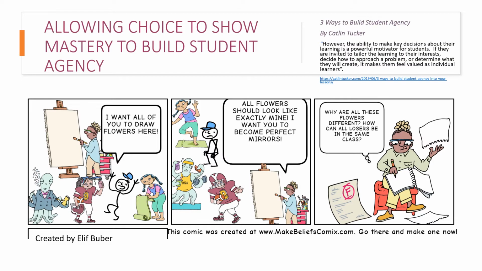So my number 3 is allowing choice to show mastery to build student agency. I think student agency is very important. The way I can define student agency off the top of my head is the learners taking ownership in their learning, and in that way learning becomes more meaningful to them.